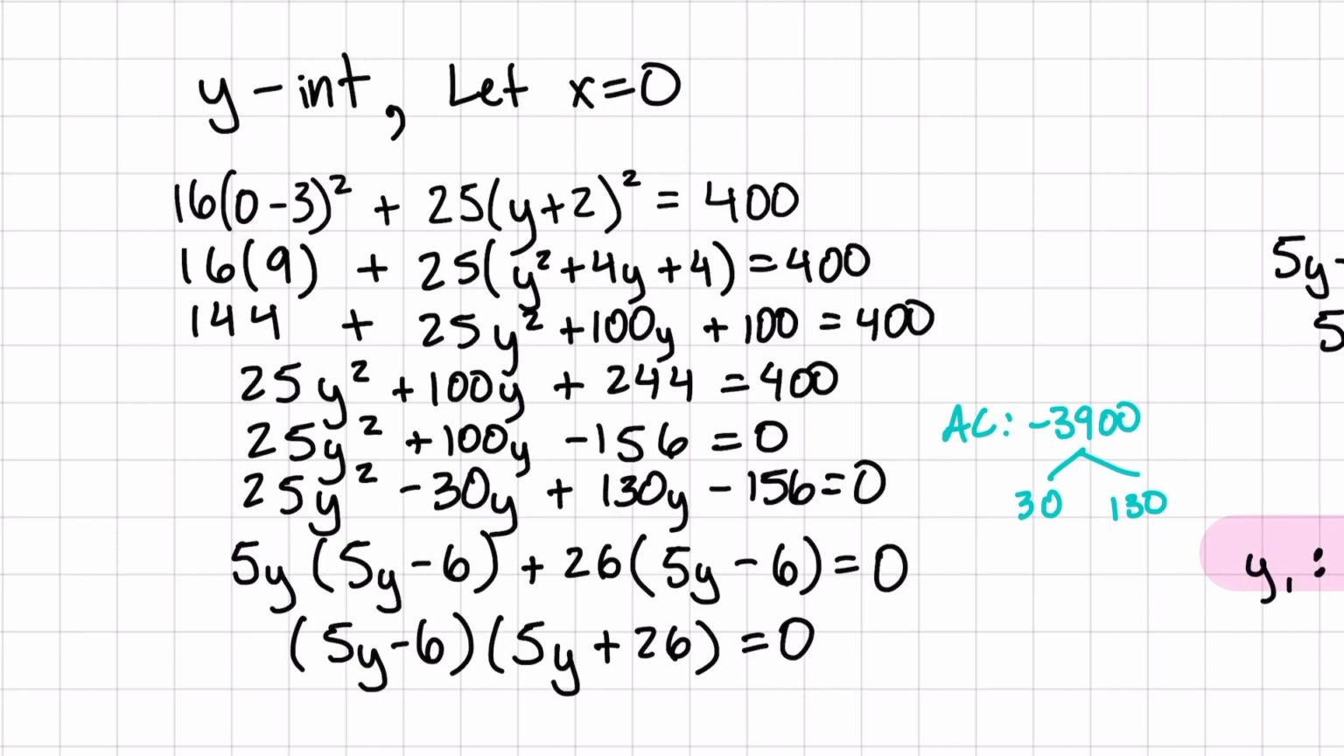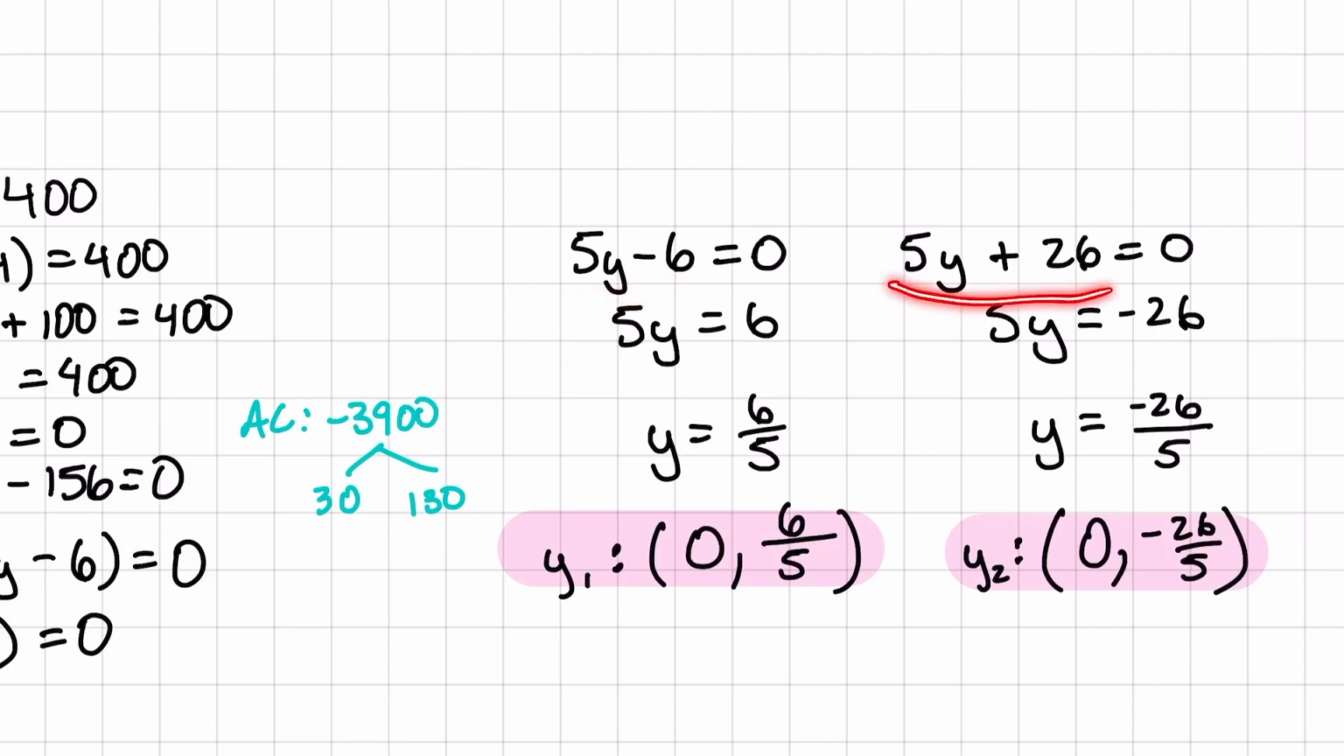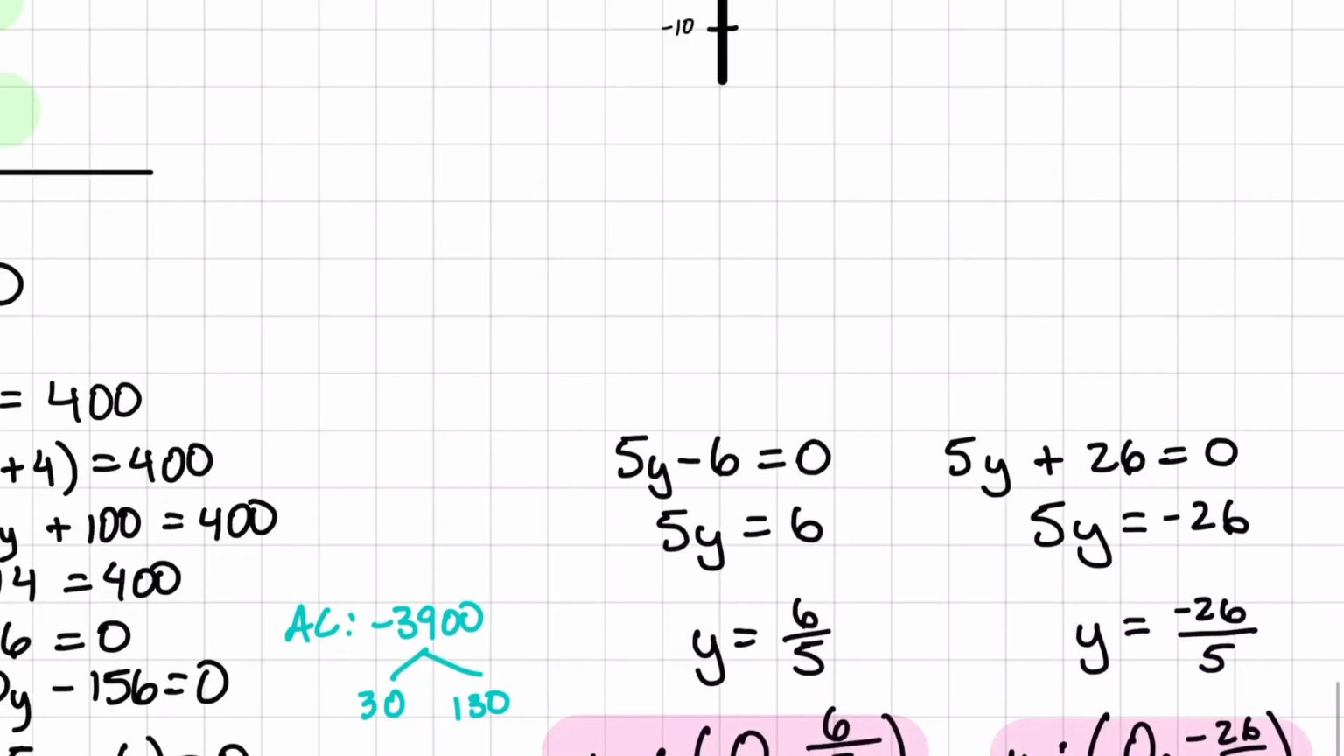But we get to this quadratic, and we try GCF. There's not a GCF in common. So then we do this big AC, and we get AC is negative 3,900, and we end up with 30 and 130 as factors of 3,900. If I use a negative 30 and a positive 130, they add up to 100y. So then I factor, and I end up with 5y minus 6 and 5y plus 26, and we end up with my y-intercepts being 6/5 and negative 26/5.